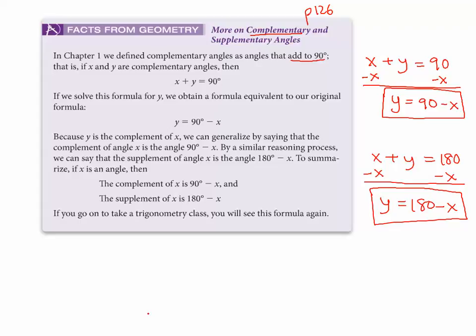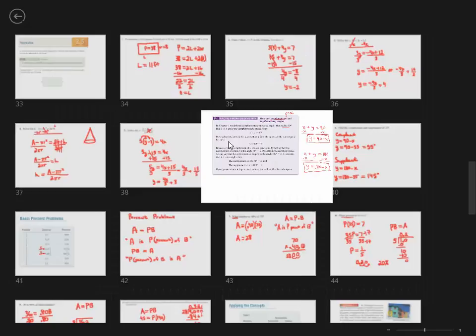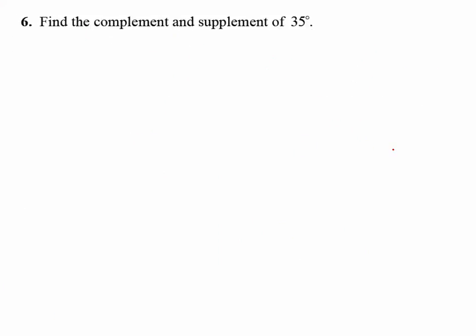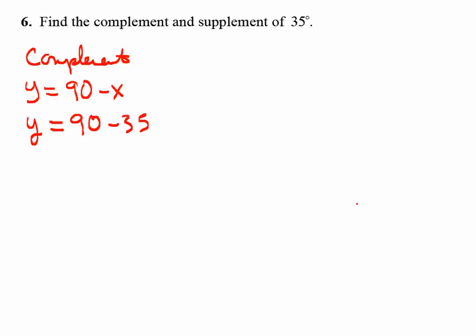Okay, so real quick here, just one problem like this. Number 6. Let's find the complement and supplement of 35 degrees. So for the complement, again, using the formula that we just created, y is equal to 90 minus x. Plug in the 35. So notice, once I did the algebra on the formula, I didn't need to do algebra again, because 90 minus 35 is just pre-algebra. Just subtracting, and I got myself 55 degrees. We good?